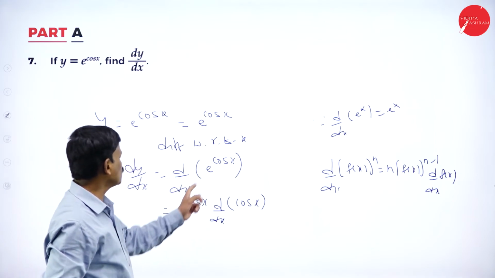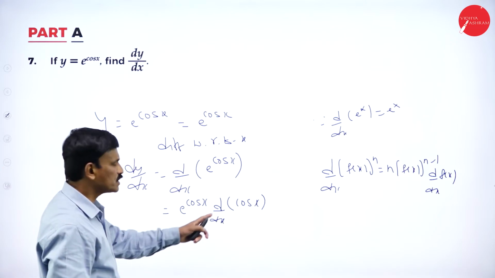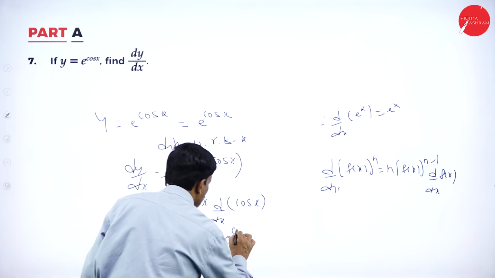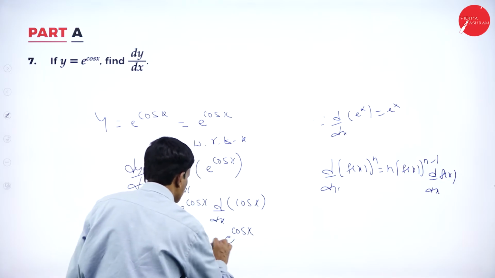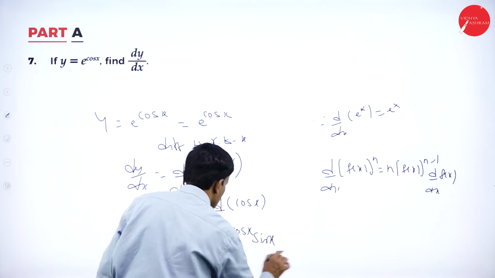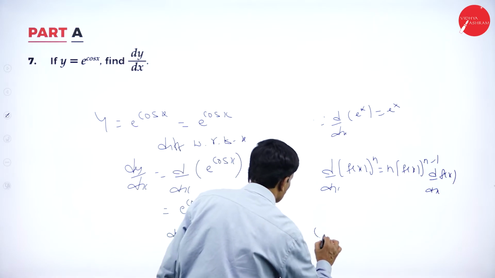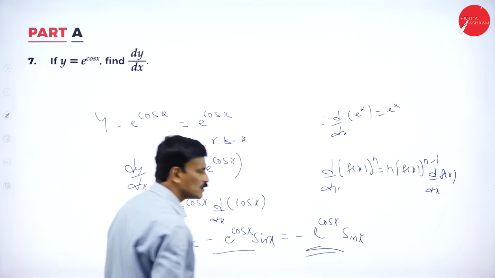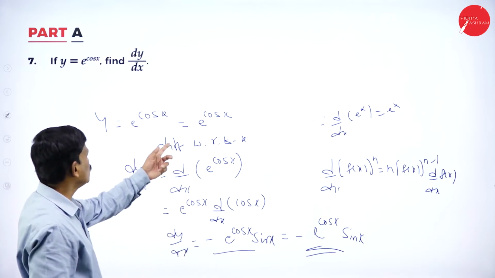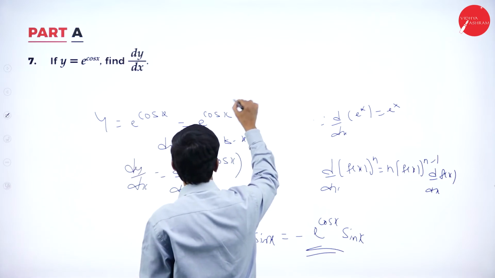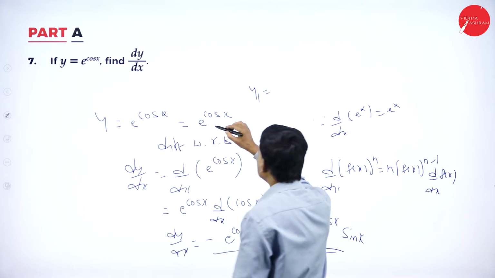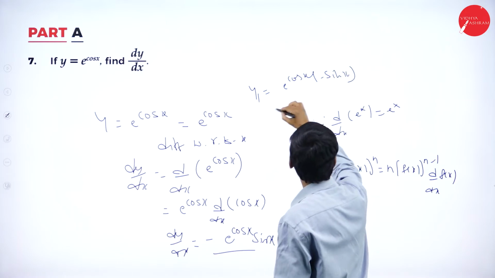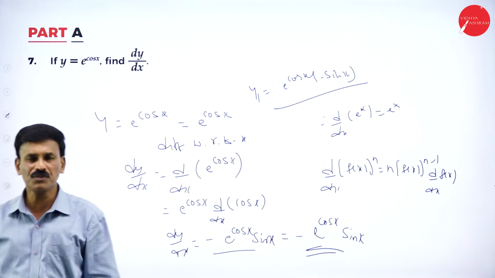So d by dx of e to the power of cos x is e power cos x into d by dx of cos x. So you can write dy by dx is equal to e to the power of cos x into differentiation of cos x, which is minus sin x. So the answer is minus e to the power of cos x into sin x. Within a step you can write, so no need to do all these steps. If you are familiar, you can write dy by dx, or y dash, is e power cos x into differentiation of cos x, which is minus sin x. That's it. This is how we are going to solve.